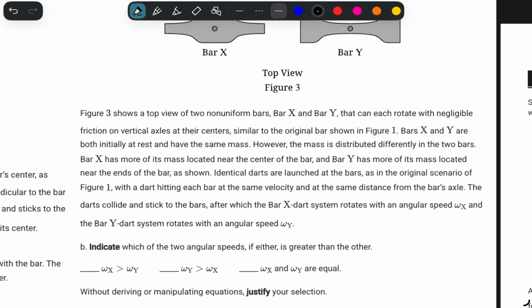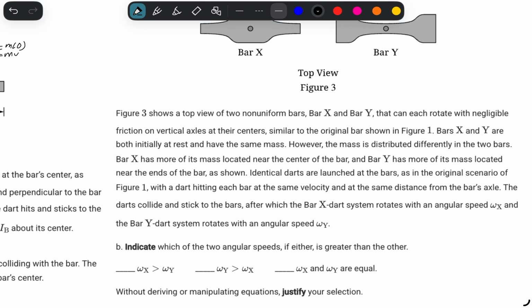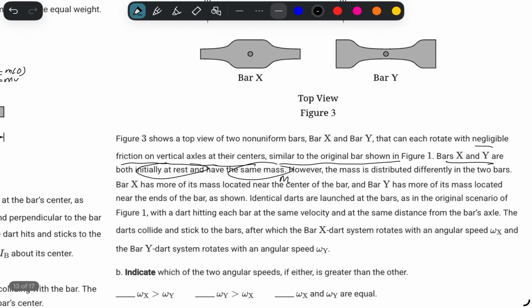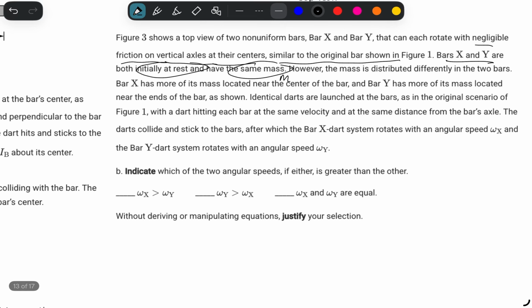Now, figure 3 shows a top view of two non-uniform bars, bar X and Y, that can each rotate with negligible friction on vertical axles about their center, similar to the original bar. Both X and Y are initially at rest, with the same mass. However, the mass is distributed differently in the two bars, which is obvious because we can see their shapes are different. Bar X has more of its mass located near the center, and bar Y has more of its mass located near the ends, as shown.